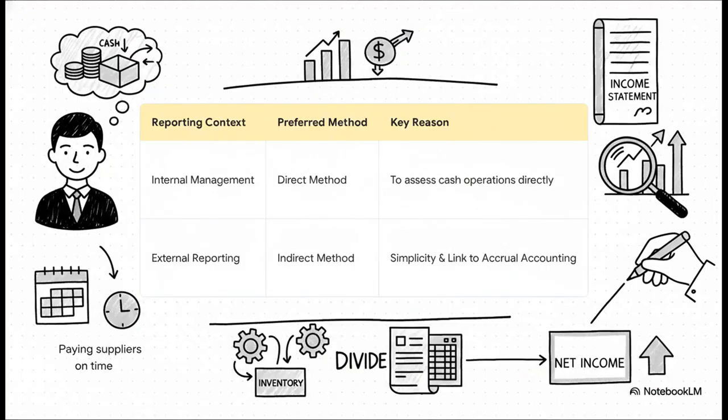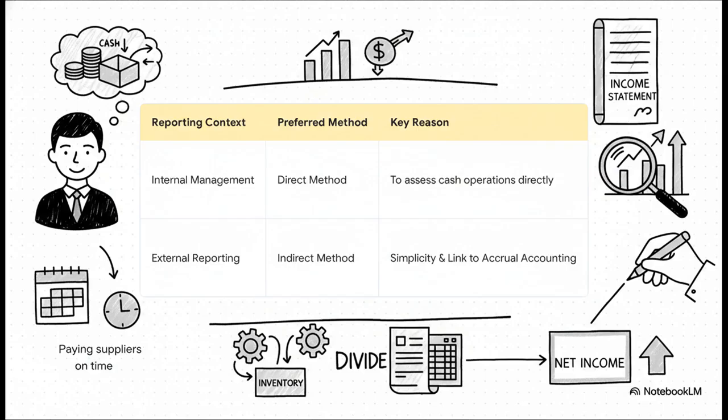This table here just lays it out perfectly. So let's do a little role playing. For a minute, I want you to be a division manager. Your bonus, maybe your whole career at this company, depends on keeping your operations running without a hitch. You absolutely have to know if you'll have enough cash to pay your key supplier next Tuesday, because if you don't, your whole assembly line could shut down. For you, the direct method is your best friend. It gives you that real-time, actionable data you need to survive.